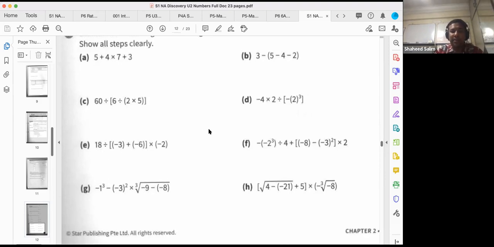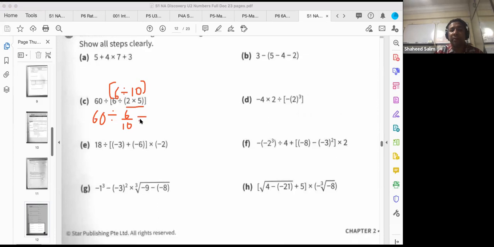What about the rest? Okay, I will go through C first. So remember, must do the innermost bracket first. 2 times 5, 10. And then now you have 6 divided by 10, right? Now do this bracket first, because remember, you have a bigger bracket outside. 6 divided by 10, how to do like that? So we put 60 over 10 like that. And then we rewrite the question: 60 divided by 6 over 10.